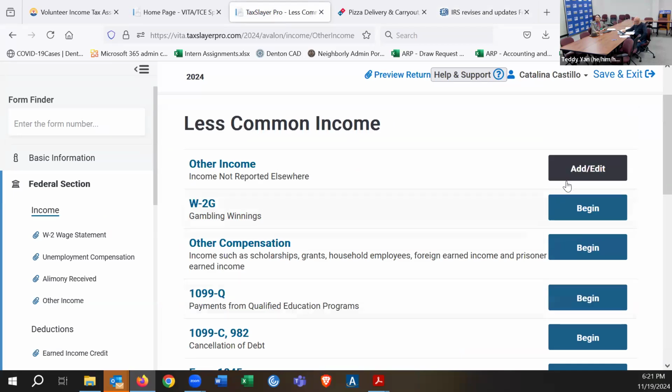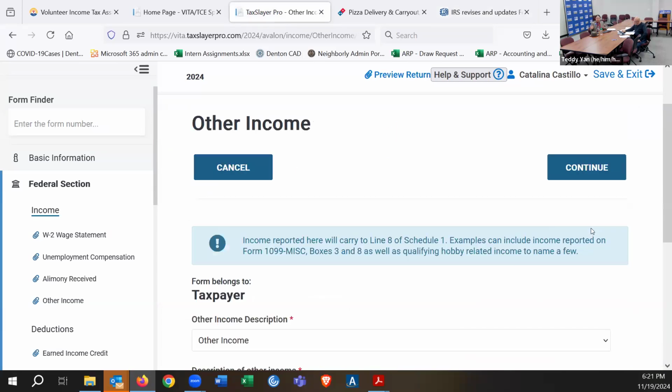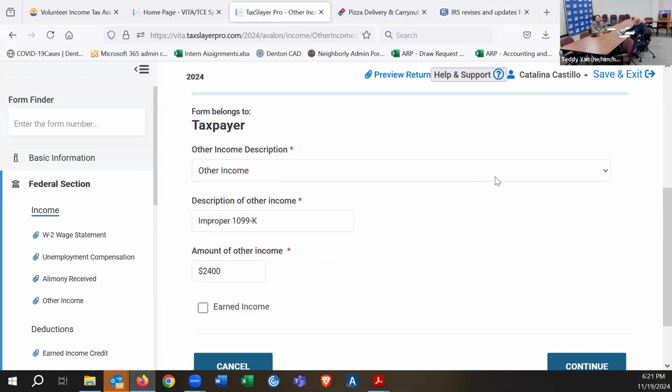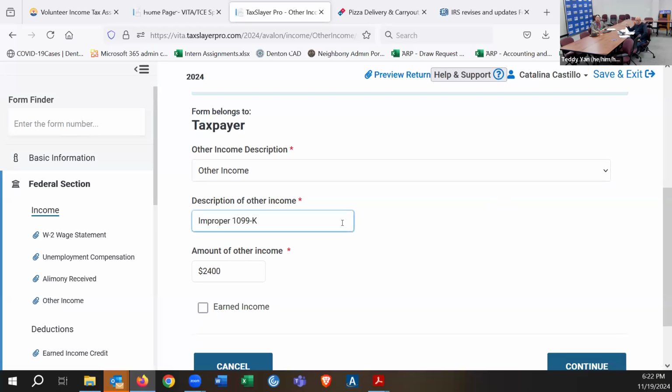So we're going to put other income, income not reported elsewhere, and on this other income item, there's a drop down of options that you have. Incorrect 1099K is not one of the options. So we have to put other income, which will then open up a field to describe this other income, where we can put whatever will make sure that it's clear to the IRS. In my case, I put improper 1099K.